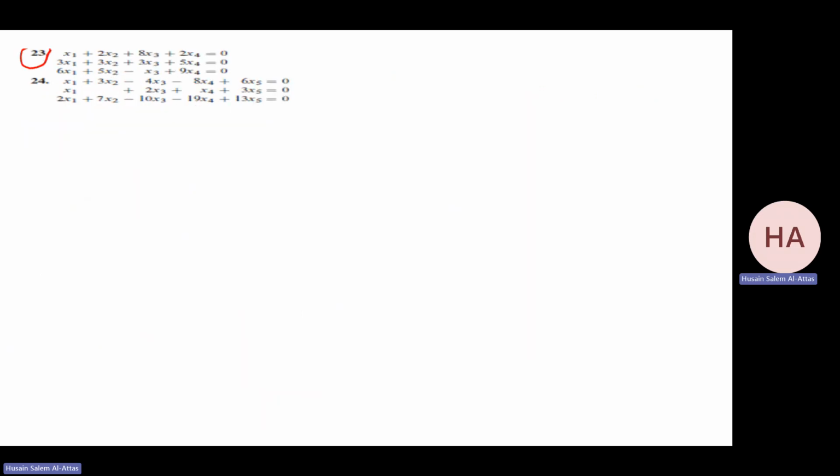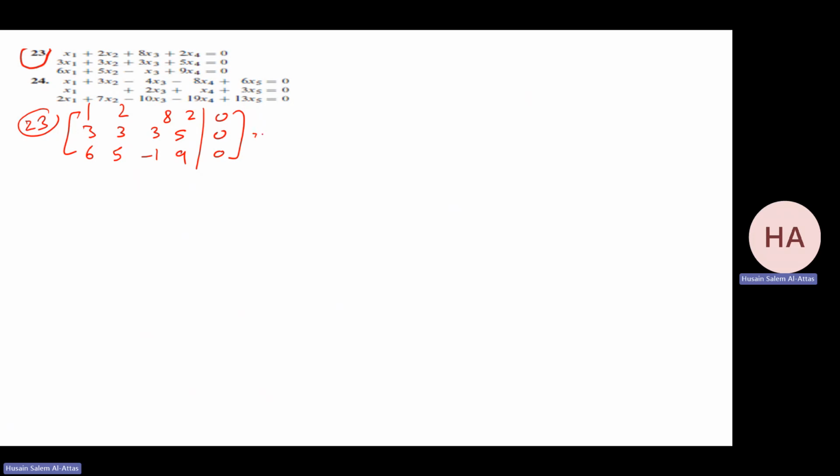Okay, 23, 2 to go. 2 to finish this section. 23. What do I have in 23? Be careful now. 1, 2, 8, 2, 0. I think I did it before. Let me do it again. 5, 0, 3, 3, 3, 5, 6, 5, minus 1, 9, 0.